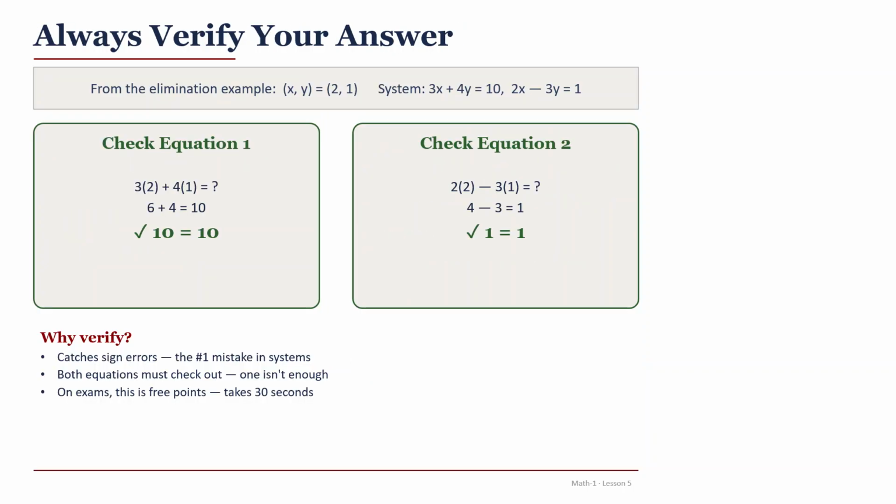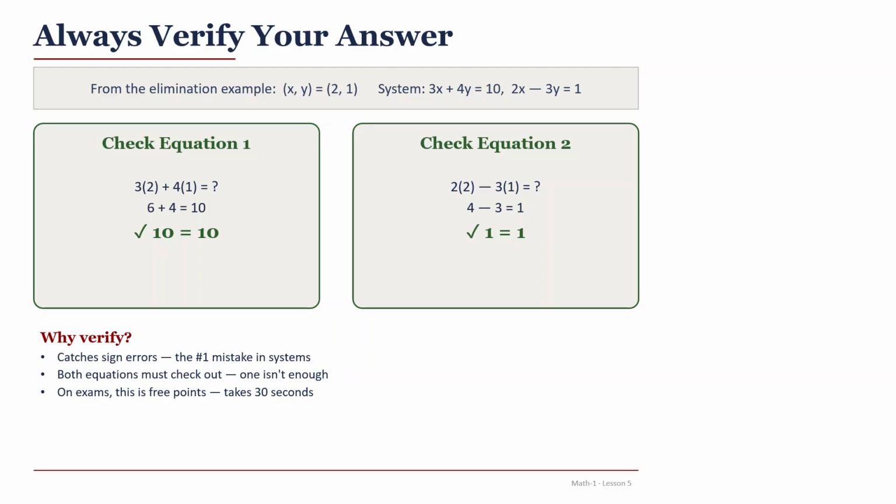Always verify your solution by plugging it back into both original equations. This is the step most students skip, and it is the easiest way to catch arithmetic mistakes. Let us check our elimination answer, the point (2, 1).